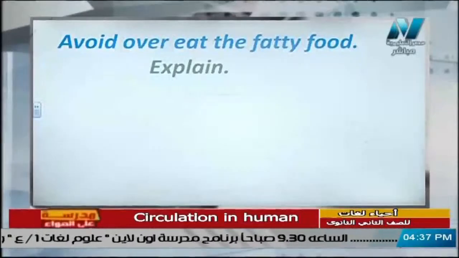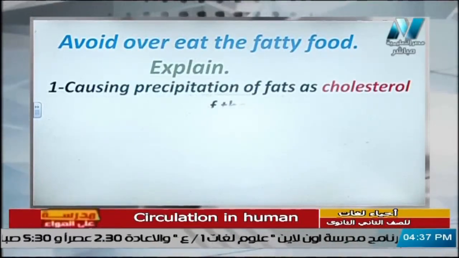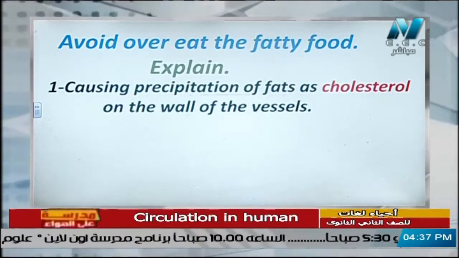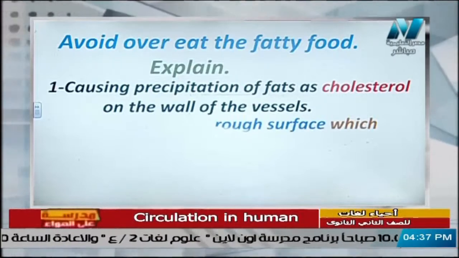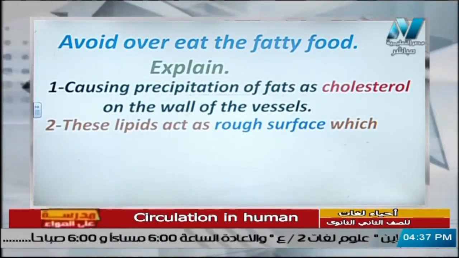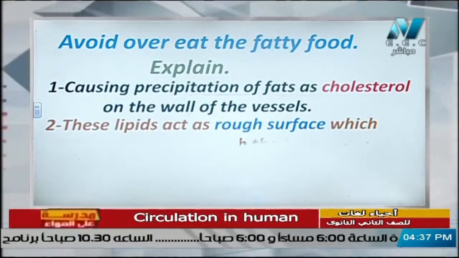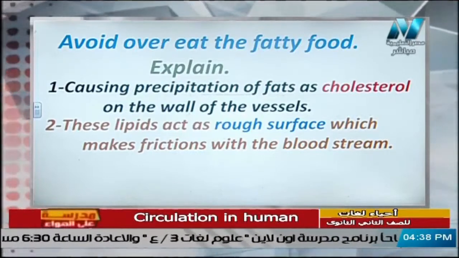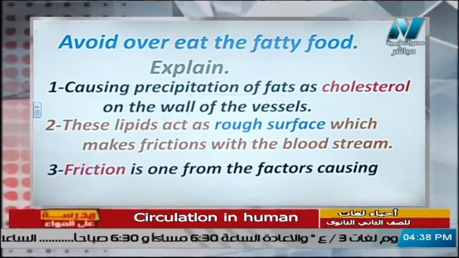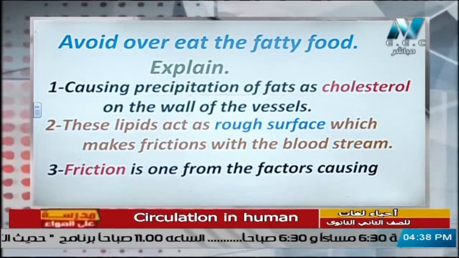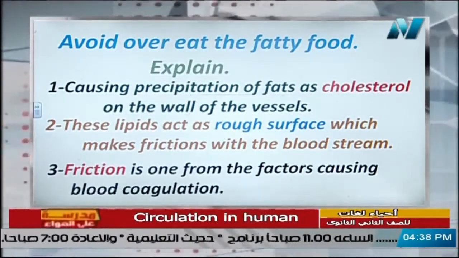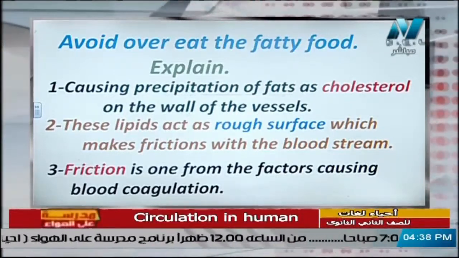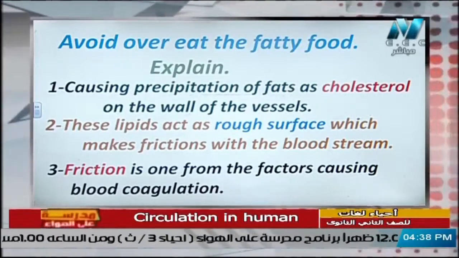Let's look at it together. So my answer: causing precipitation of fats as cholesterol on the wall of the vessels. Okay, so these lipids act as a rough surface with the blood and make friction with the blood stream, and this friction is one of the factors causing what? Causing blood coagulation. Coagulation, agglutination, and clotting, all three mean clotting of the blood.